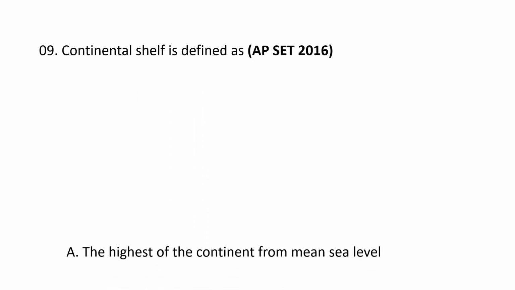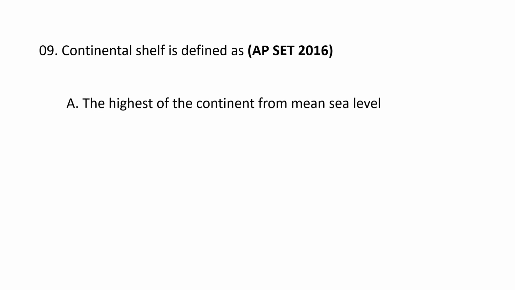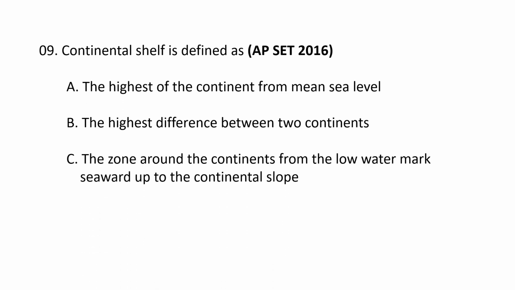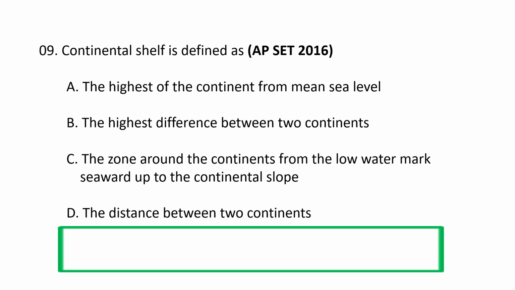Next question. Continental shelf is defined as A. The highest of the continent from mean sea level, B. The highest difference between two continents, C. The zone around the continents from the low water mark seaward up to the continental slope, and D. The distance between two continents. The correct option goes as C.